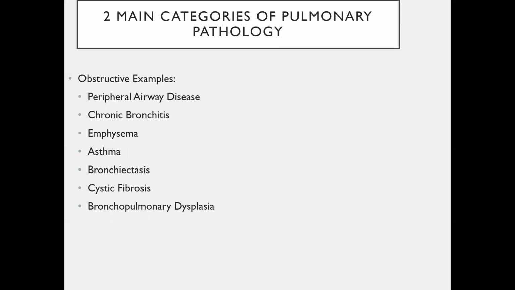Obstructive, this is where we get a blockage. Peripheral airway disease, meaning a problem with the peripheral airway, is the first one. Chronic bronchitis, chronic emphysema, chronic asthma, bronchiectasis, cystic fibrosis, and bronchopulmonary dysplasia are all examples of obstructive blockages.